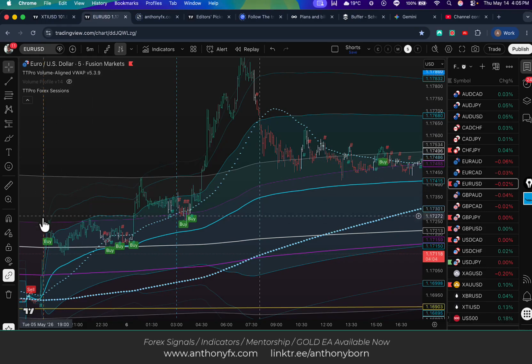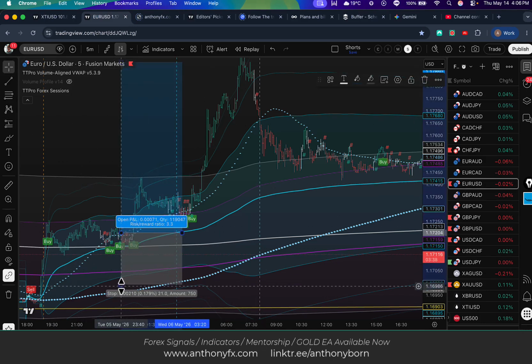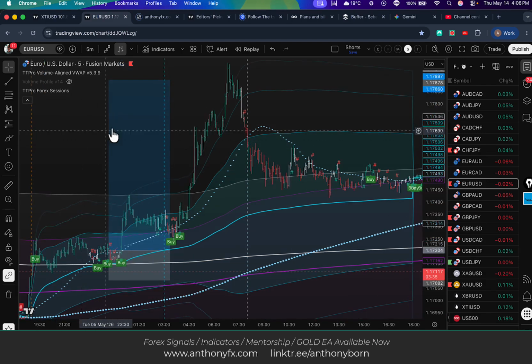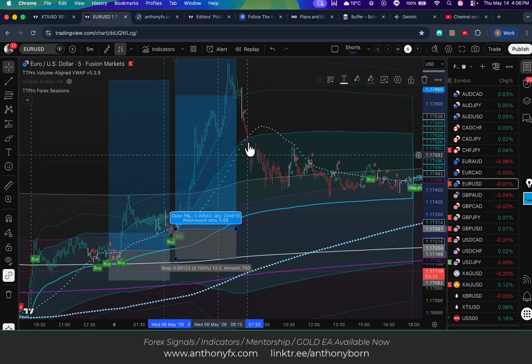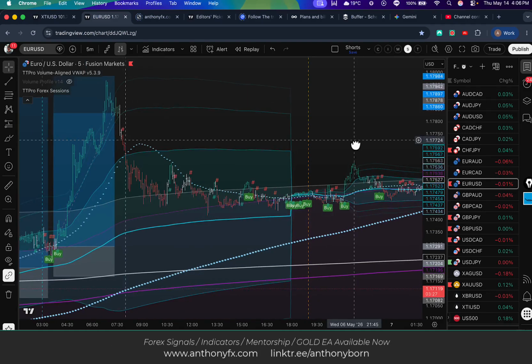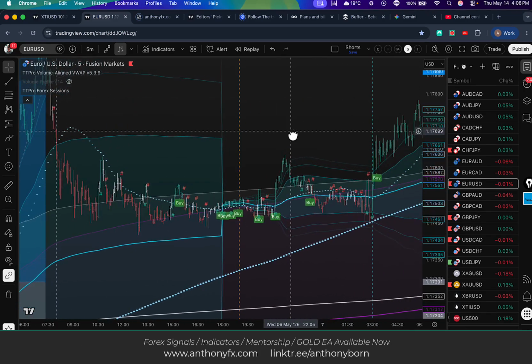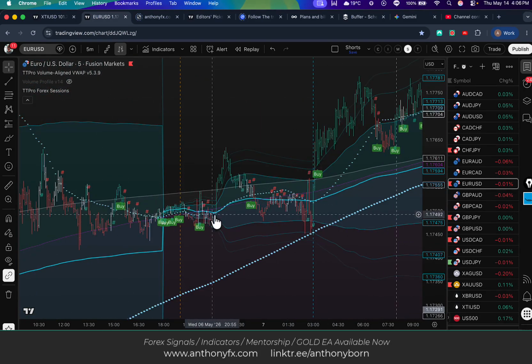But after the Asian session, that orange line kicks off. We take these trades along. Smart money uses VWAP and volume profile with their algos. And what we're doing is doing our best to replicate what they do so we can be on the right side of the market. I mean, look at these signals.